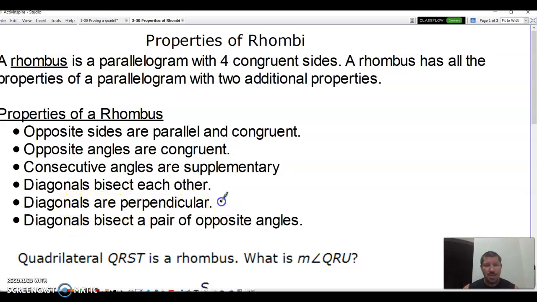Diagonals are perpendicular. That's new. Means that they form a 90-degree angle. And diagonals bisect a pair of opposite angles, which again is the new one.